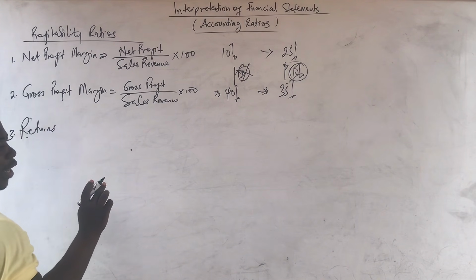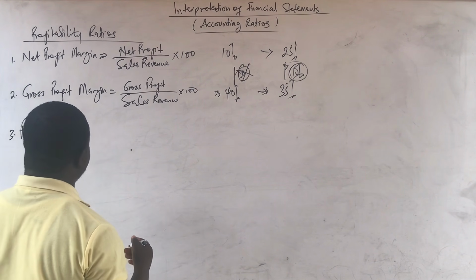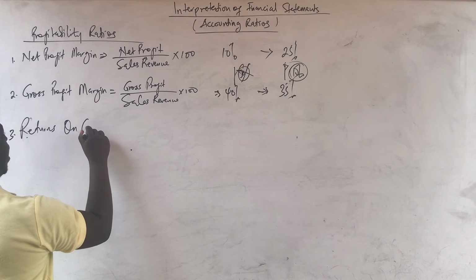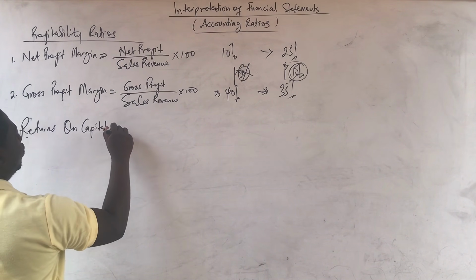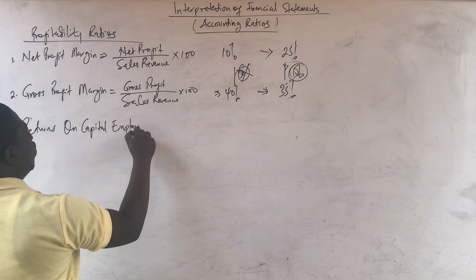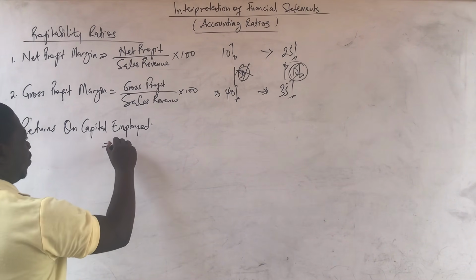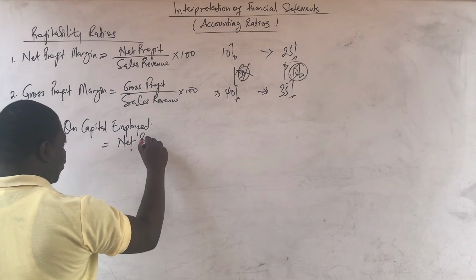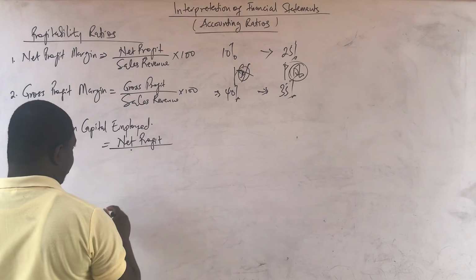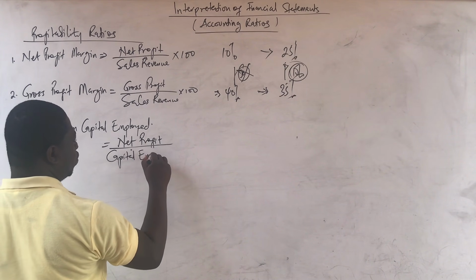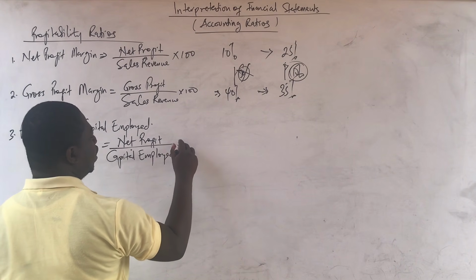I'm not saying this is a final ratio. There are other ratios of profitability. But for what I'm doing with you today, returns on capital employed, which is one of the most important ratios. And the formula for returns on capital employed is still your net profit over capital employed times 100.